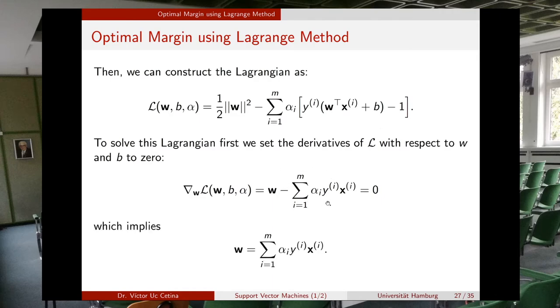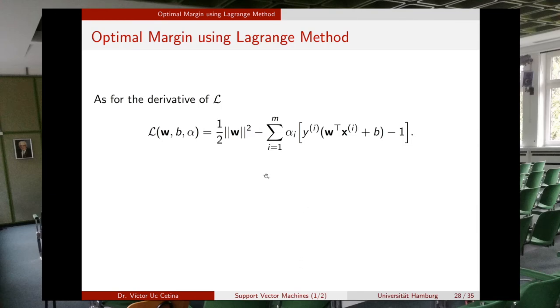So we get this, and from here we can set that equal to 0 and solve for w, and we see that w can be computed by the sum of these products here, which are the corresponding multiplier alpha, the label of that point, and the input vector for that point i. Okay, so this is important. We are going to use this result later.